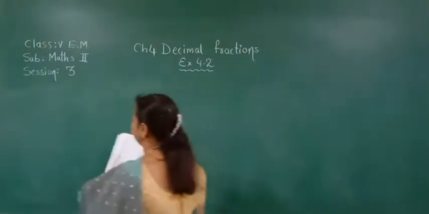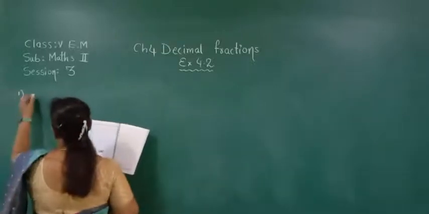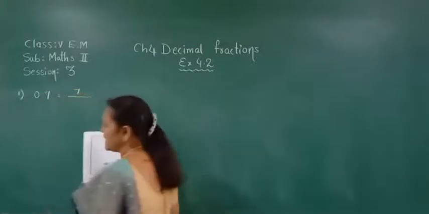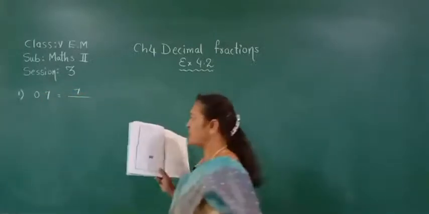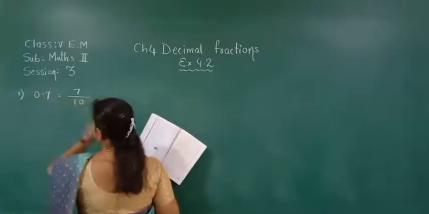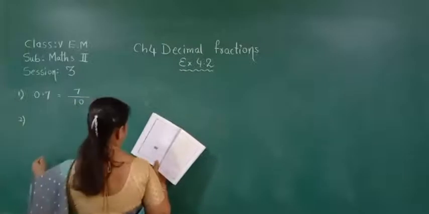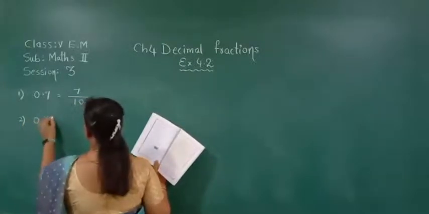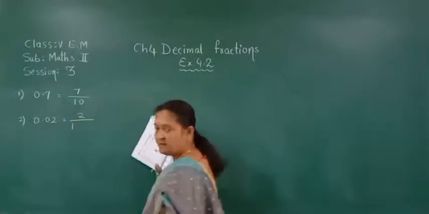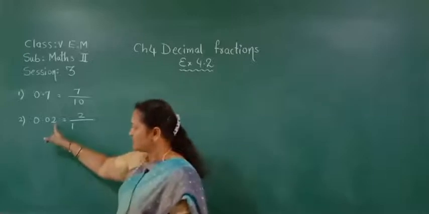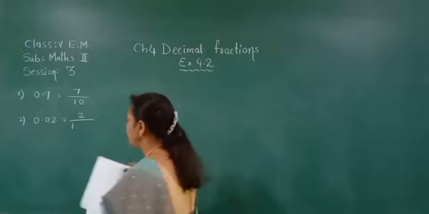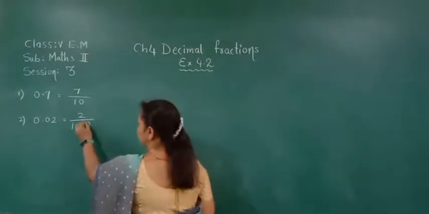First one, 0.7. So write 7 in numerator. Then after decimal, how many digits do we have? After decimal, we have 1 digit. So write 10. Second one, it is 0.02. So write here 2. Then in denominator write 1. Then count the number of digits in the decimal part. After decimal, we have 2 digits. So add 2 zeros.